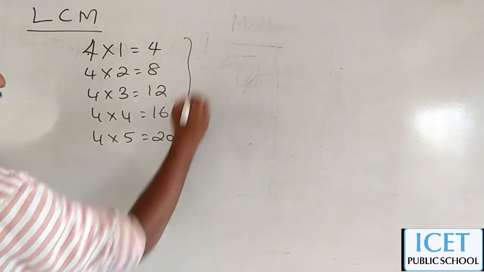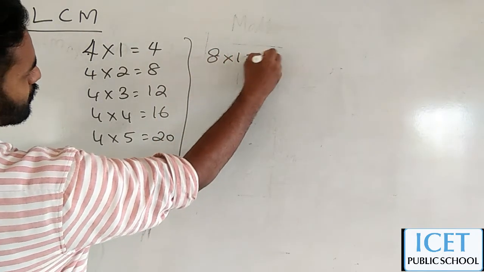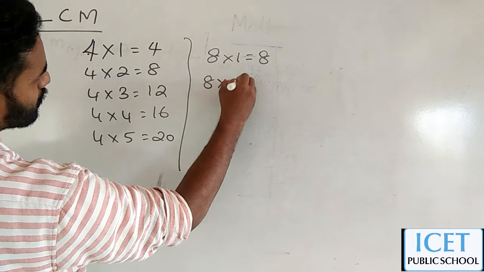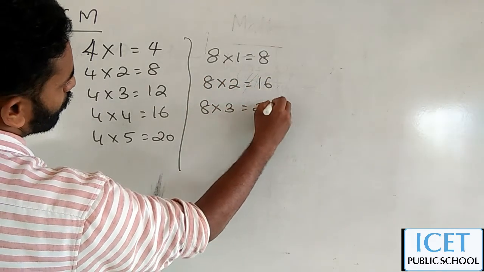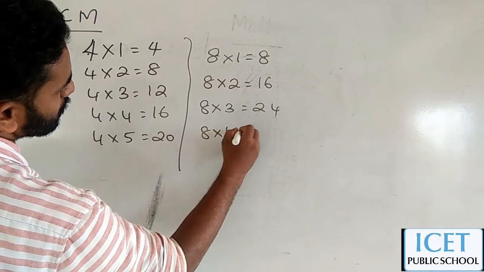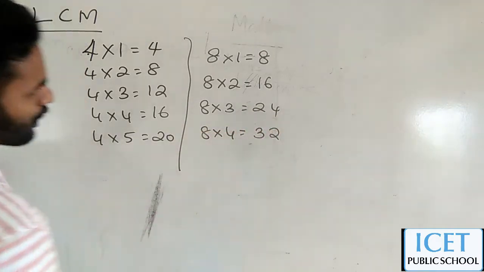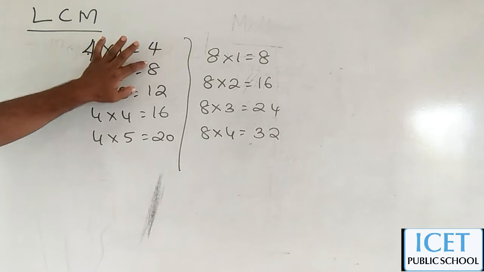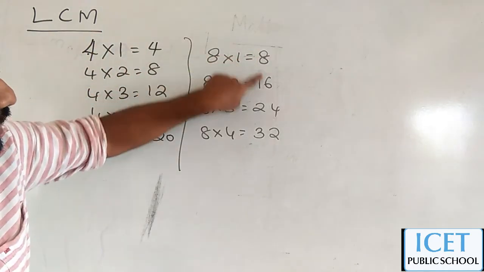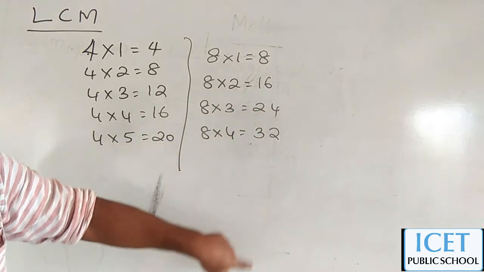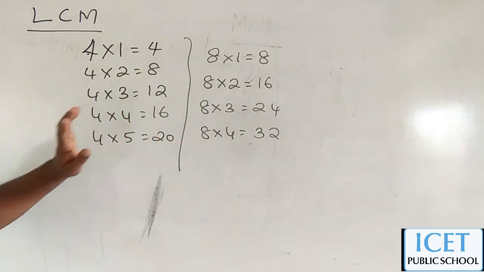Okay, let us consider number 8. 8 into 1 is 8. 8 into 2 is 16. 8 into 3 is 24. 8 into 4 is 32. We can write up to infinity. We can say 4, 8, 12, 16, 20 are the multiples of 4, right? Then 8, 16, 24, 32, 40, and so on are the multiples of 8.